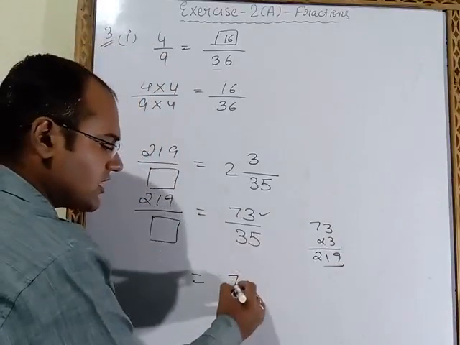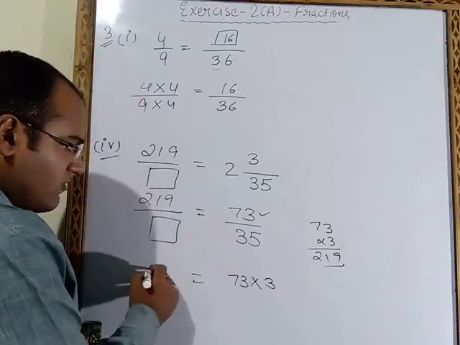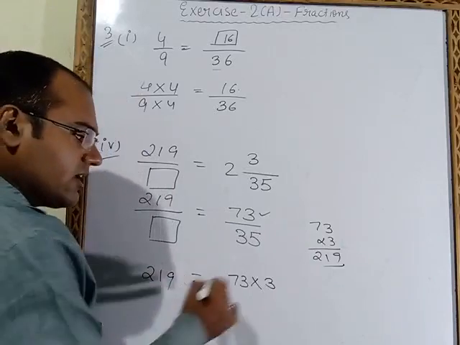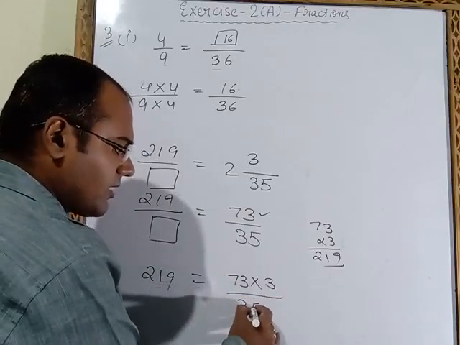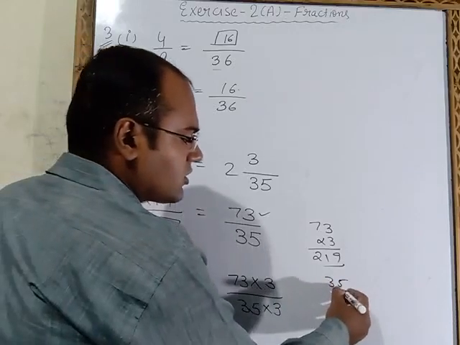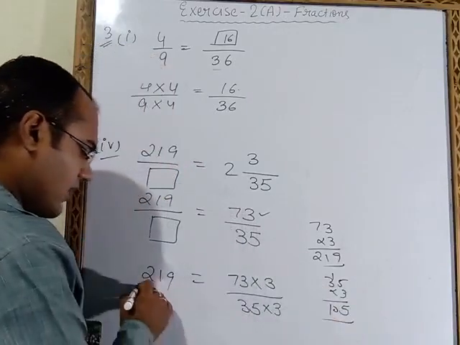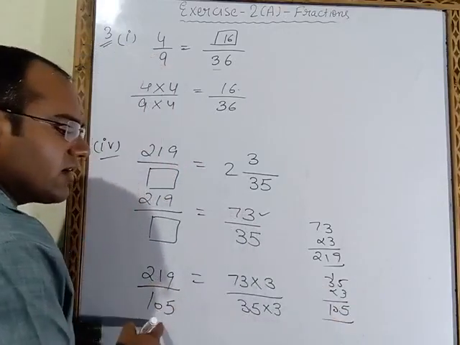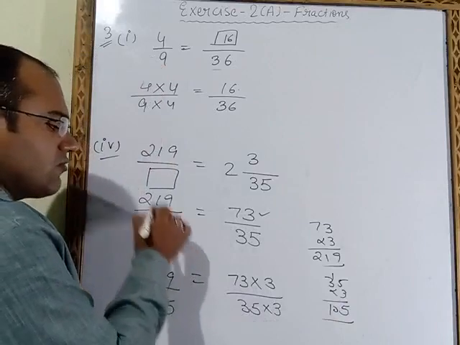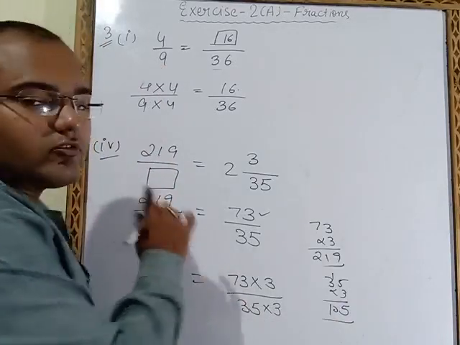So what you have to do? This 73 you have to multiply with 3. Then here we will get 219. In the same way we have to multiply 35 also with 3. So 35 into 3 we will do, the answer will be 105. So here we will get 105. That means here you have to fill 105. So like this you have to do all the remaining part of question number 3.